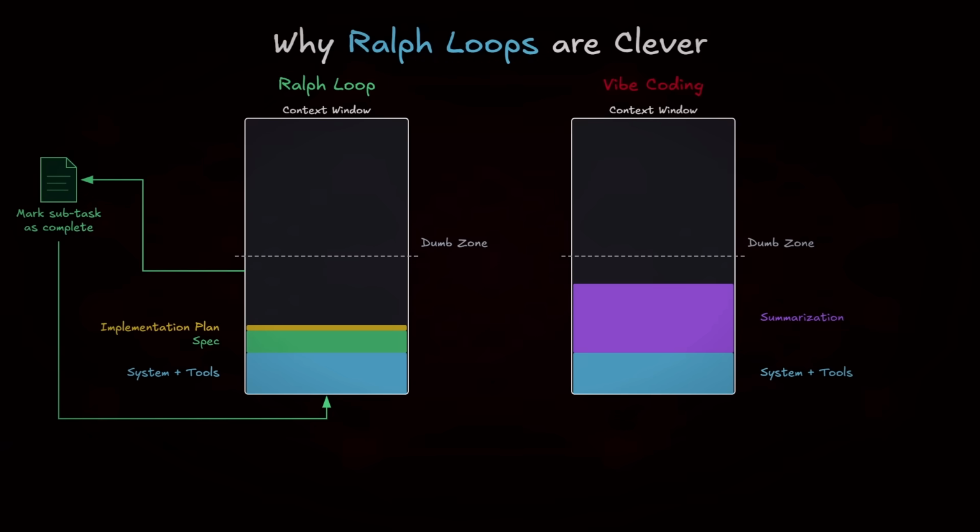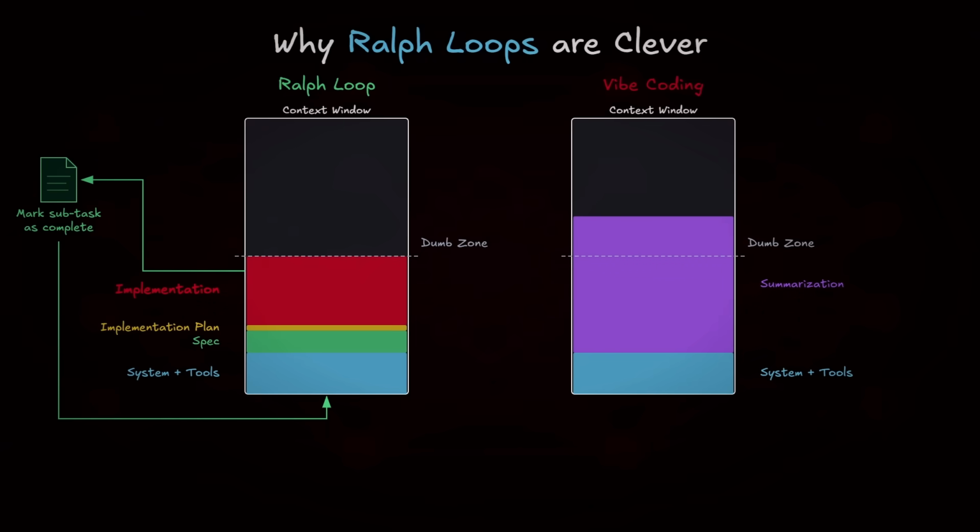Meanwhile, on the vibe coding side, compaction occurred as we hit the context limit, which leaves some summarization tokens from the previous implementation in the new context. As you continue to implement more of the plan, the Ralph loop remains below the dumb zone and never has to compact, because the model can use the implementation plan and spec to get up to speed as long as they are executed and written out properly.